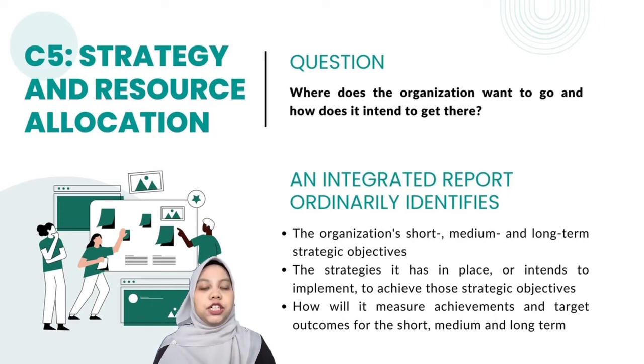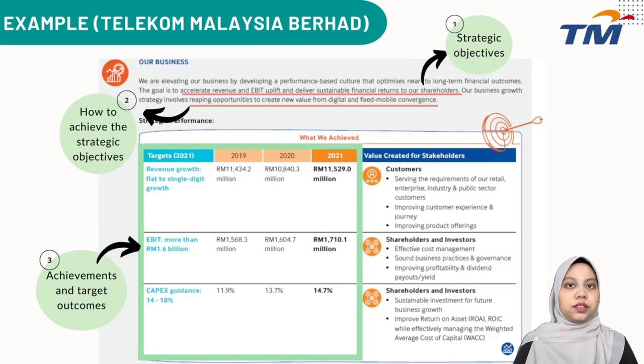How will it measure achievements and target outcomes for the short, medium, and long term? Using the TM integrated report as an example, their strategic objective is to accelerate revenue and earnings before interest and tax uplift and deliver sustainable financial returns to our shareholders. Next, reaping opportunities to create new value from digital and mobile convergence is how they intend to achieve the strategic objectives. And in the highlighted box are their achievements and target outcomes.